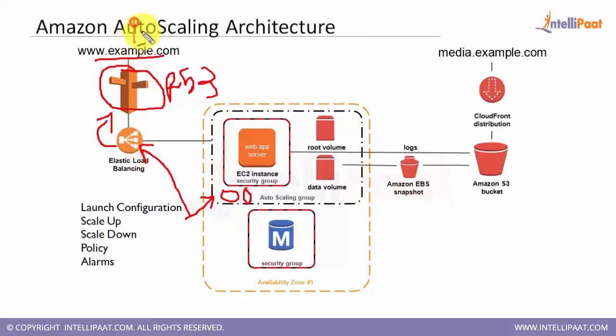So when the load increases over example.com, automatically it would be taken care of by using the elastic load balancer, auto scaling group, and CloudWatch. It can scale up and scale down based on the policy defined, and it receives the alarm from CloudWatch.